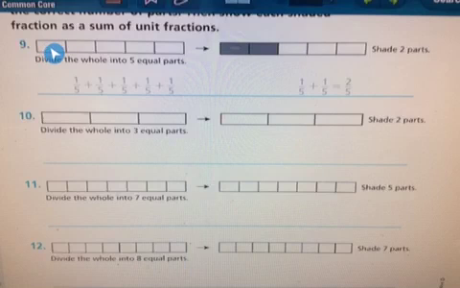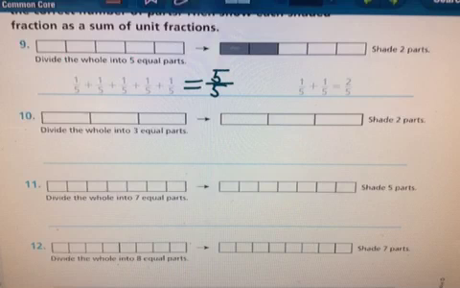So right here is a unit fraction. This is one piece out of the 5, so 1/5. This is another piece out of the whole 5, so 1/5, and so forth. 1/5, 1/5, 1/5. And so if we take all the unit fractions and add them up, we would get 5/5.